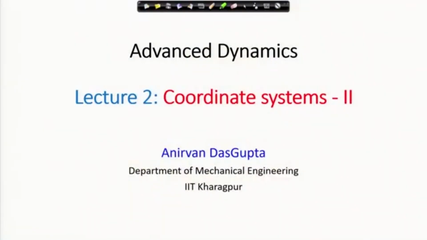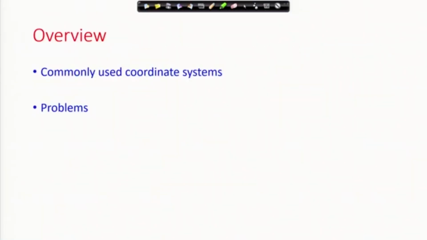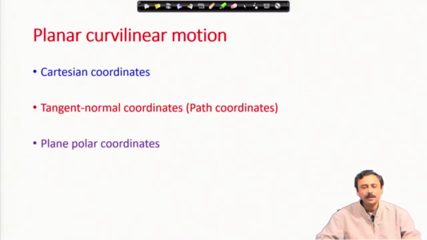Hello, let us start with our second lecture. Here we are going to continue our discussions on the commonly used coordinate systems and look at some problems. In the last lecture I had started with the Cartesian coordinates, and in this lecture I am going to discuss the tangent normal coordinates, which are also known as the path coordinates, and the plane polar coordinates.